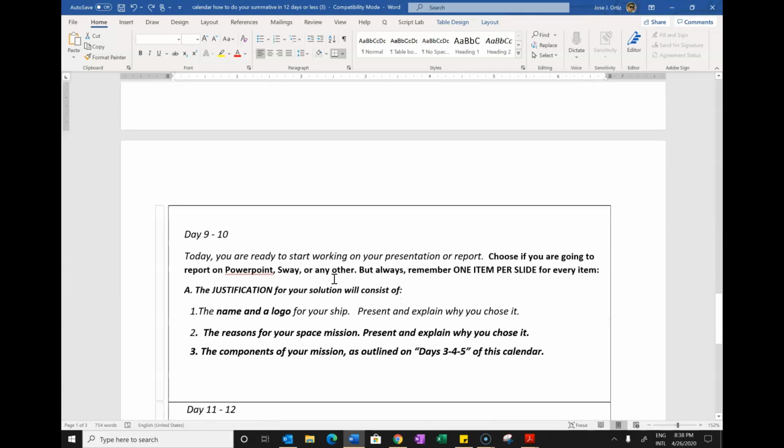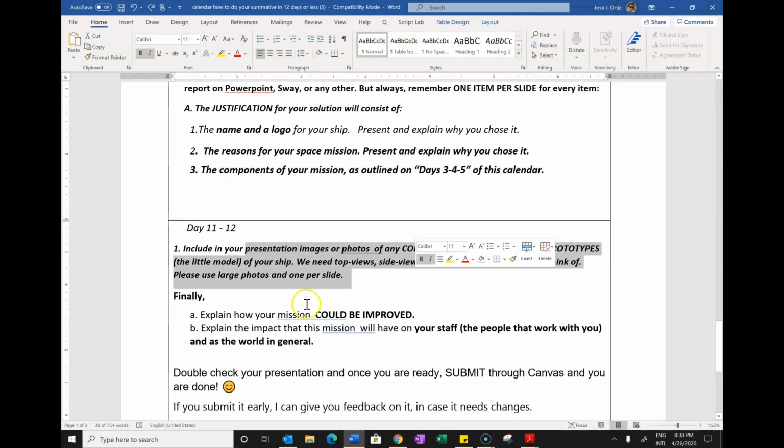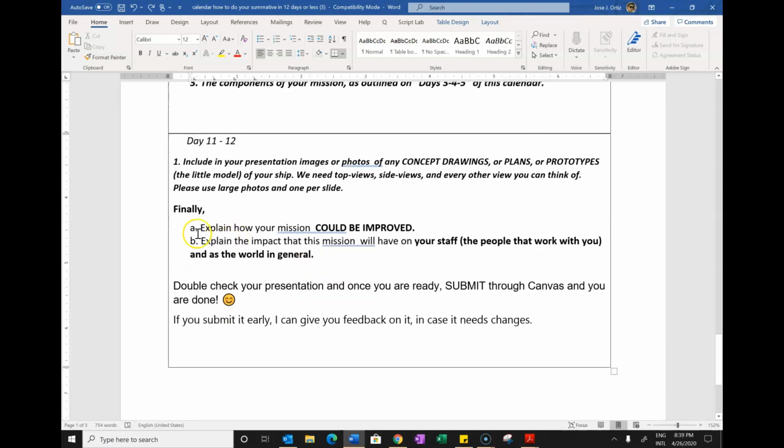Sorry, going back. And then you include in the next segment images and photos of any concept drawings, plans, prototypes of the little model of your ship. You need top views, side views, every other view you can think of. And once you're done, you're going to answer two very important questions. How can you improve your mission? And what is the impact that the mission will have on the people you work with and on the world in general? And that's it.